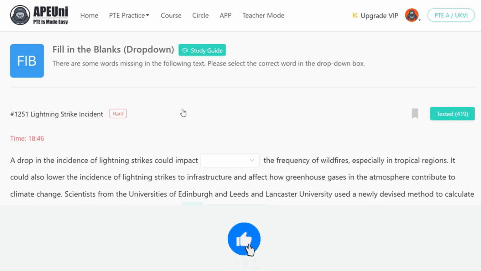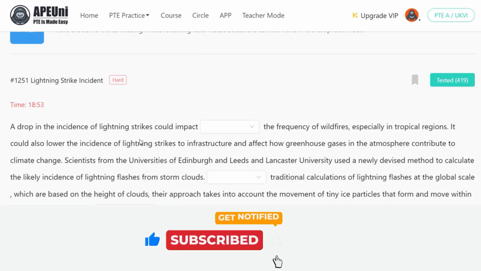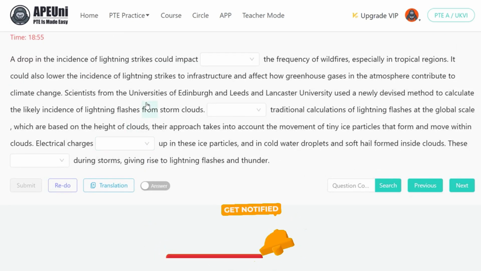Today what we are going to discuss. So today's para is the lightning strike incident. Let's try to understand what this para is about to say.